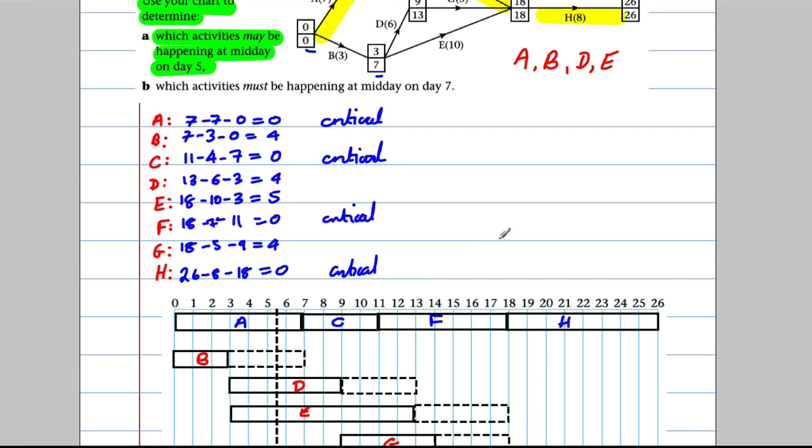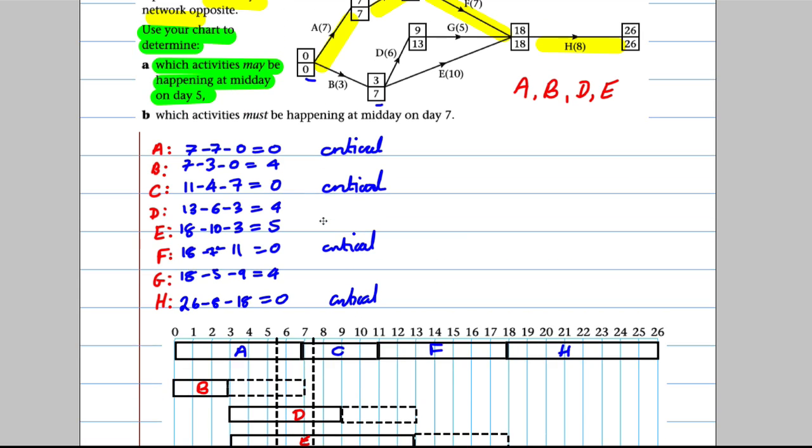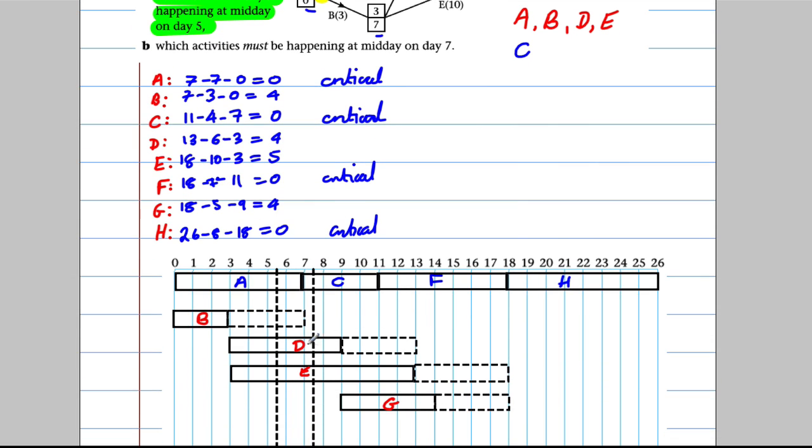Okay? And the next one says, which activities must be happening at midday of day 7? So let's go down in between 7 and 8 here. Which must be happening here? Now, C must be happening. You can see that. C is critical, so it must be happening. Okay, for part B. Now, D currently, maybe we could move it around. Let's see if we could. B is not in there. Maybe with D we could move it around, so it's not in there. It currently is. But even if we moved it here, it would still be happening at midday at that time. So D is a must.